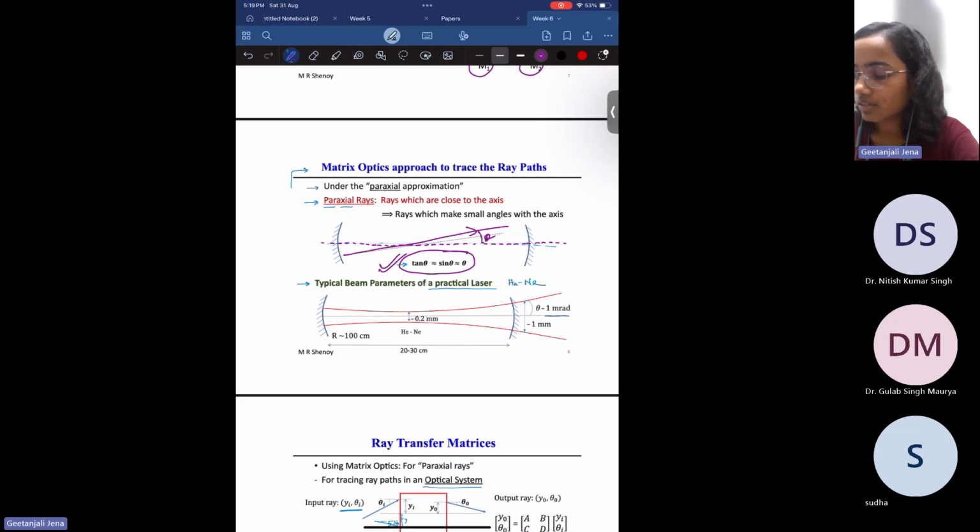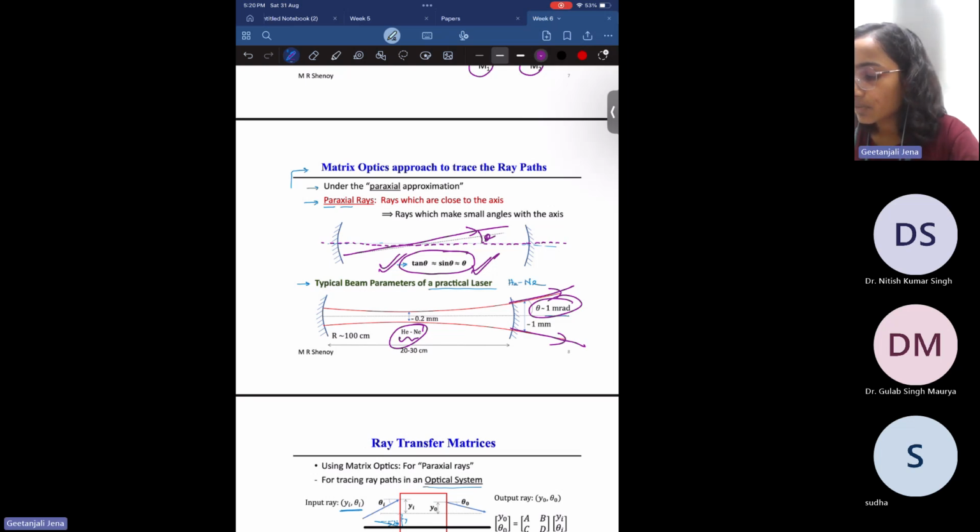Okay. And this is also valid in practical lasers. If you see the practical laser, the helium neon laser that you use, I think, in the single slit experiment, for that case, if you see the divergence of the ray that is traveling outside this resonator volume, it is theta of 1 milliradian. So that means you can make the paraxial approximation here. So it is not that it is not valid practically. You can use it in the practical system.